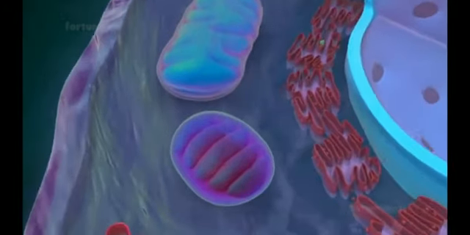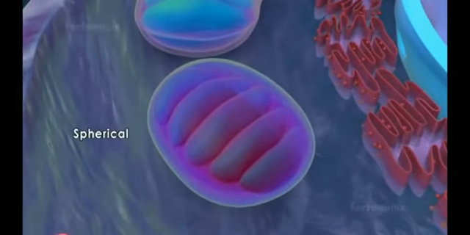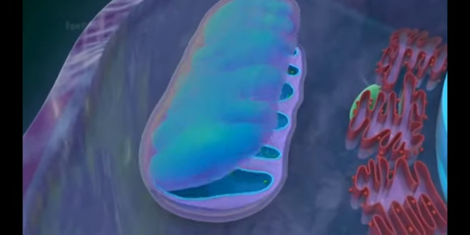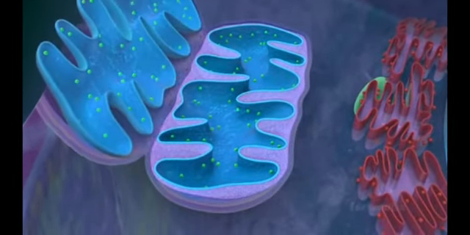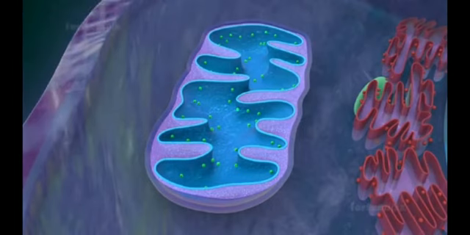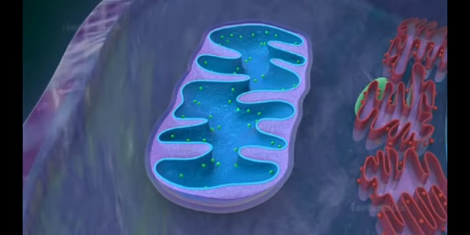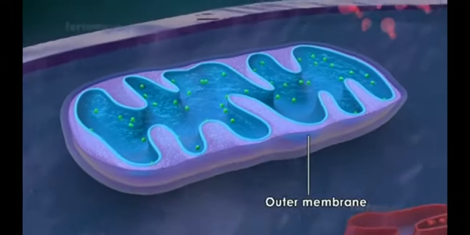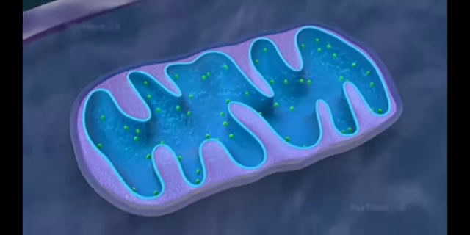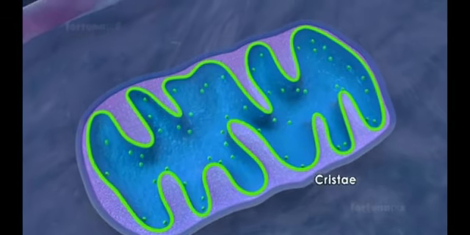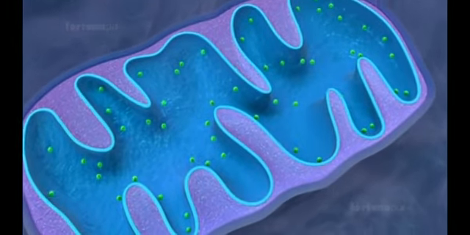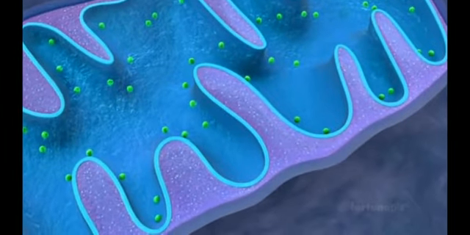Mitochondria vary in shape from almost spherical to elongated ovals. Mitochondria are bound by two membranes. Each membrane is a phospholipid bilayer with embedded proteins. The outer membrane is smooth, while the inner membrane has many inward folds called cristae. The folds increase the surface area and are the working surfaces for mitochondrial reactions.